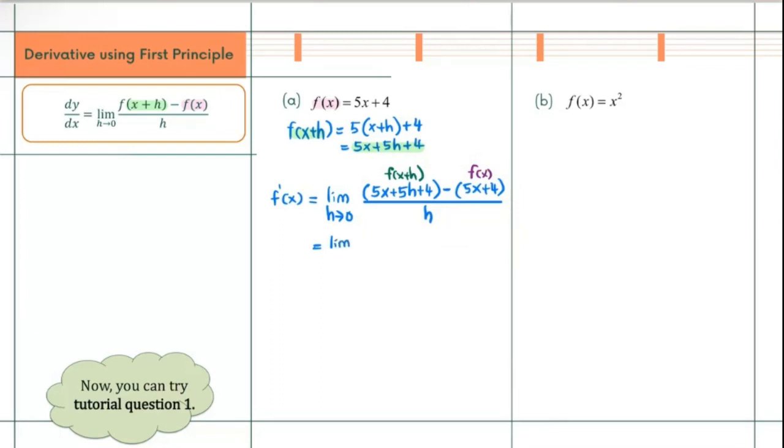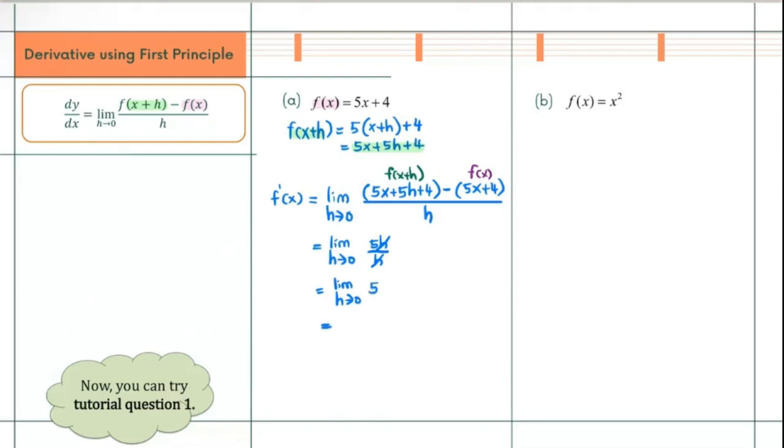So if you simplify, kat sini kita ada apa? 5x tolak 5x will be 0, kan? And then tinggallah 5h. So I have 5h. And then 4 minus 4 will be 0. So maksudnya that's end up with h over h. So saya simplify h over h. Jadinya kita tinggal limit of h approaching 0 of 5 sahaja.